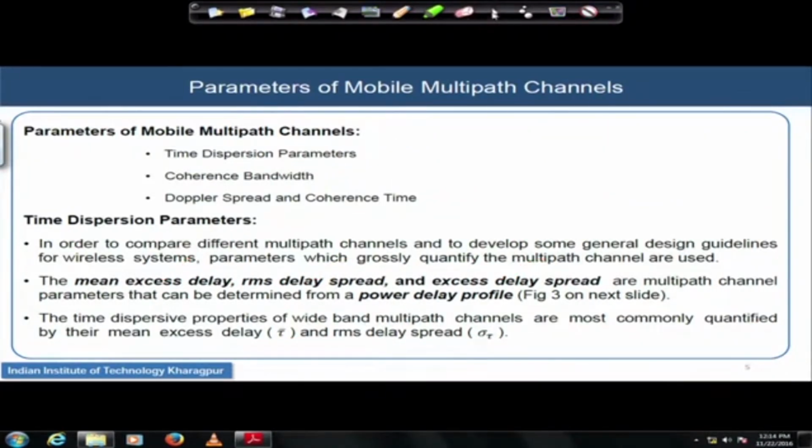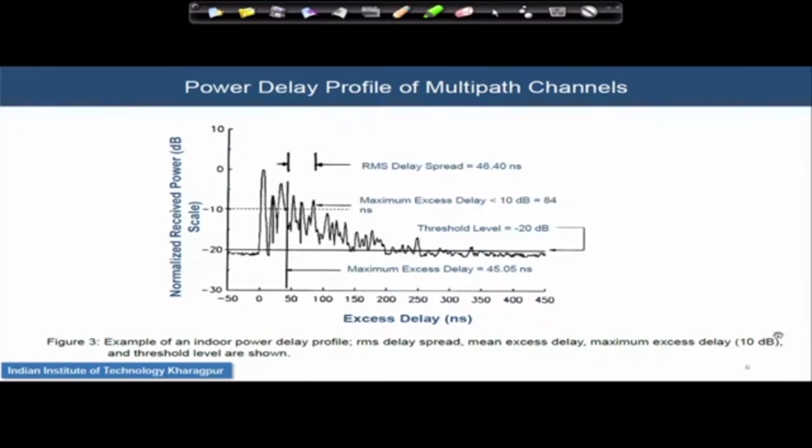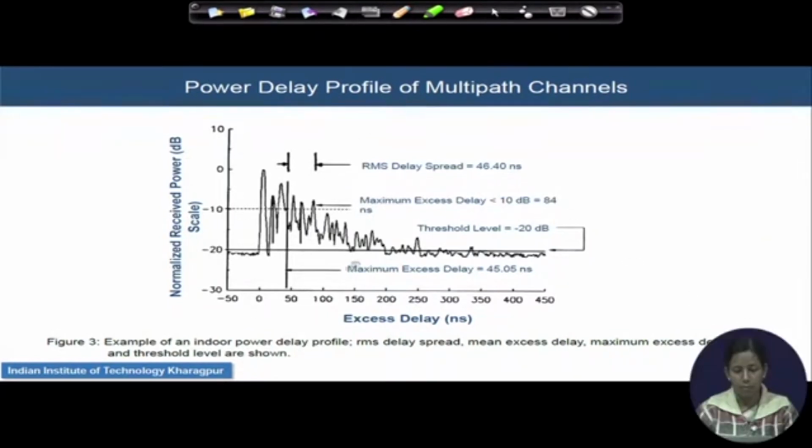We will first quickly look into the power delay profile here. In the power delay profile we see that this is the maximum signal, the maximum power that came, and then slowly decaying components came. So the mean delay is something that we have to calculate on top of this. If this is the mean value, then this is the RMS delay spread, I mean how much the deviation is happening with respect to the mean value.